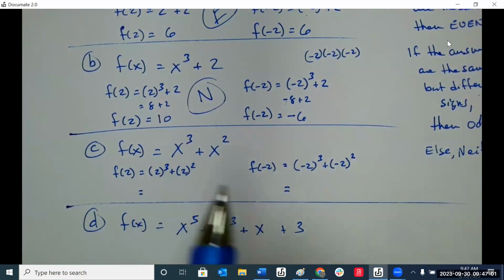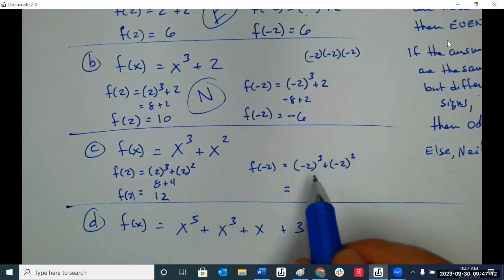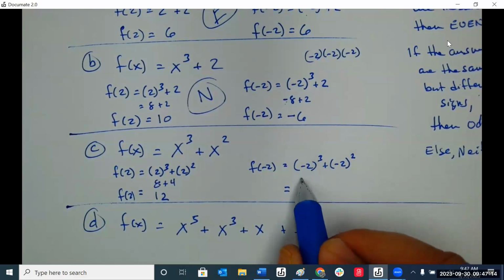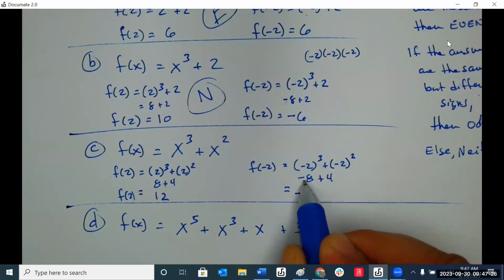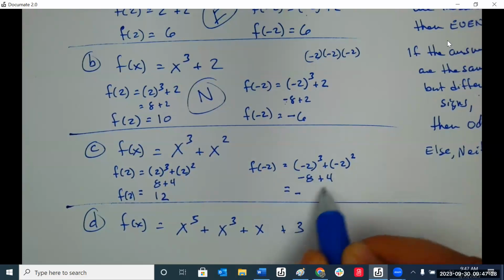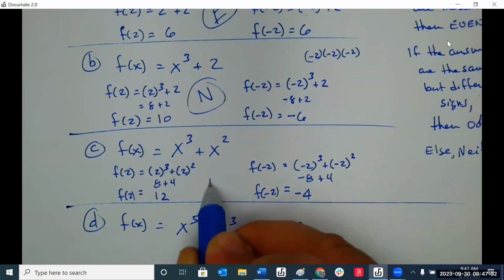Two cubed is 8. 2 squared, 8 plus 4. Negative 2 cubed is negative 8. Negative 2 squared, negative 8 plus 4. Since 8's bigger, its answer is negative. 8 minus 4 is 4. Negative 4. This is neither.